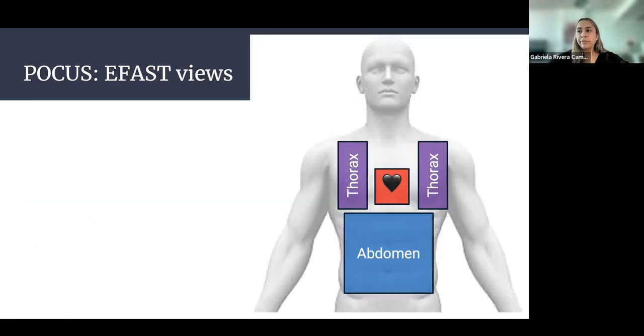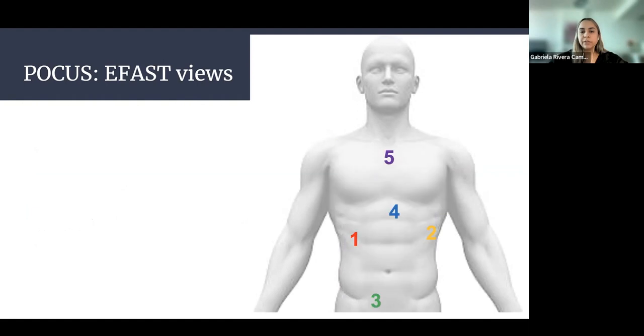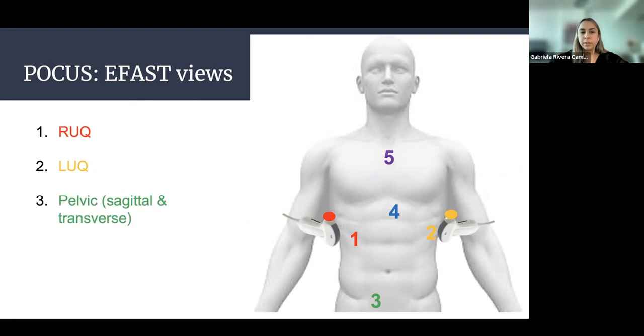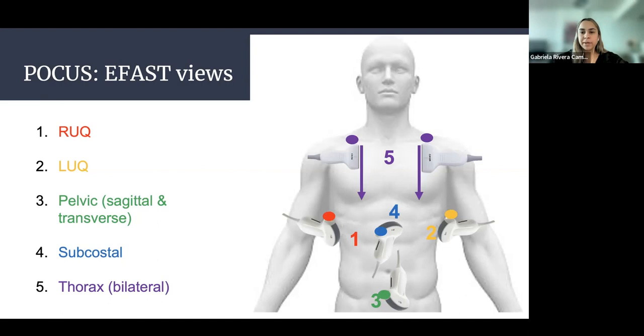So the EFAST interrogates three main boxes. We have the pleural space in the thorax, the pericardial space in the heart, and the peritoneal cavity in the abdomen. The views of the EFAST are the right upper quadrant, the left upper quadrant, the pelvic, both sagittal and transverse views, the subcostal view, and the thorax bilaterally.